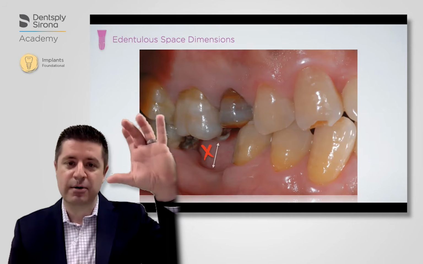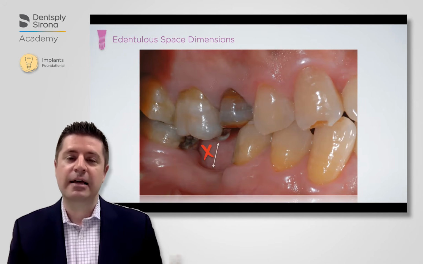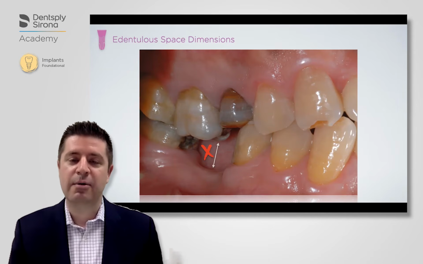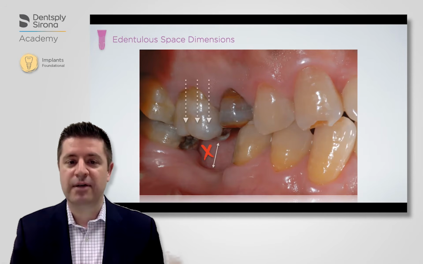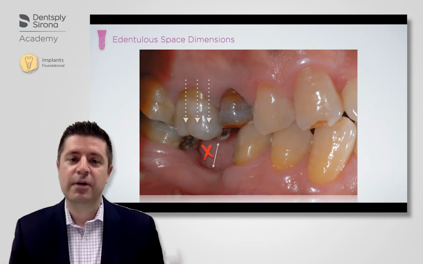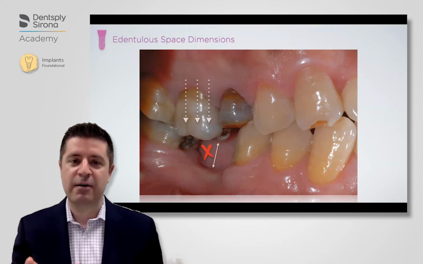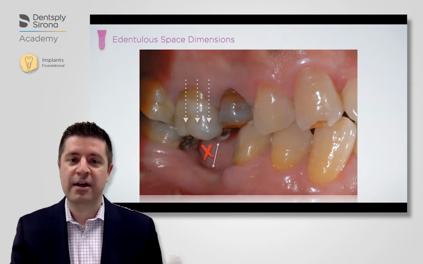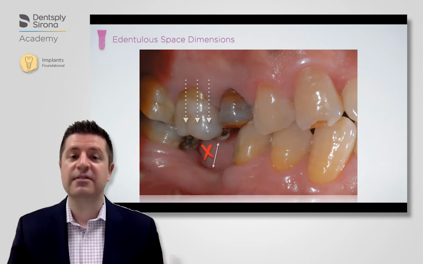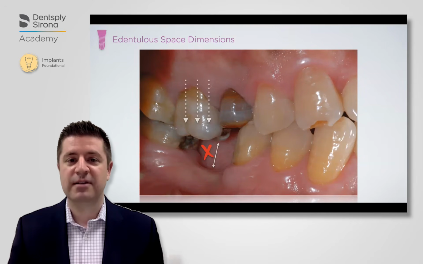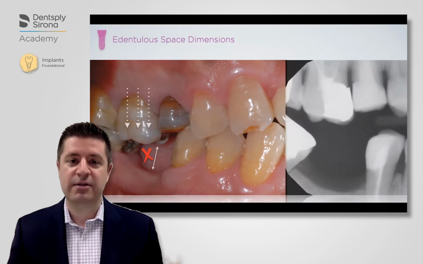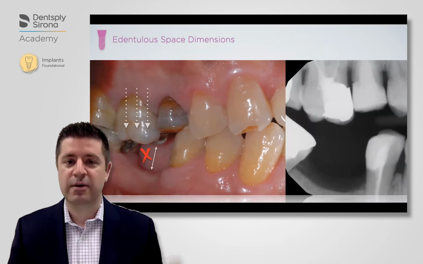In this case, the opposing tooth has migrated down into the edentulous space, compromising the vertical dimension that we have for that future implant restoration. This is really critical when we're planning single tooth implants because it's not only about the available bone and space that we have for the implant to be placed, but it's also about the future restorative space that we have for the final restoration that that patient will be functioning with.